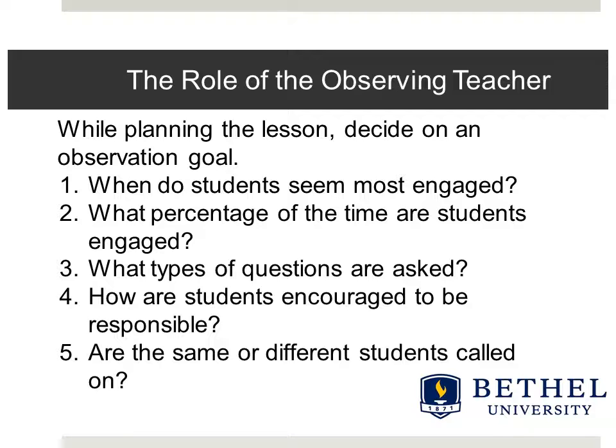Below are 5 suggestions, but by all means you can stick with any observational goal that works for your situation. So one suggestion is, when do students seem most engaged? What percentage of the time are students engaged? What types of questions are asked? That could be what types of questions the students are asking, or what types of questions the instructing teacher is asking. How are students encouraged to be responsible? And are the same or different students called on?